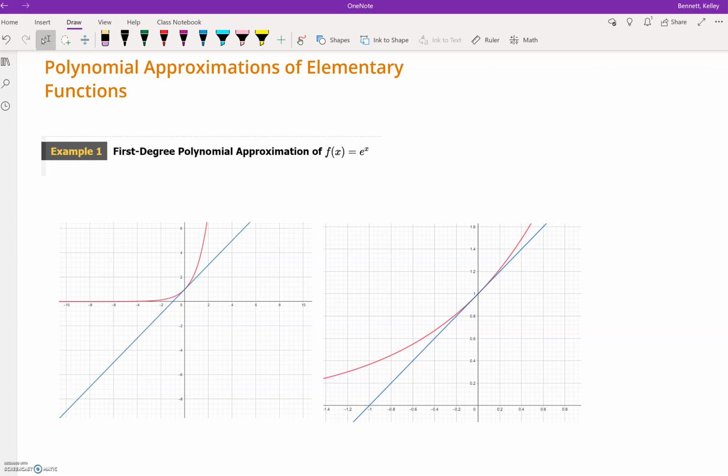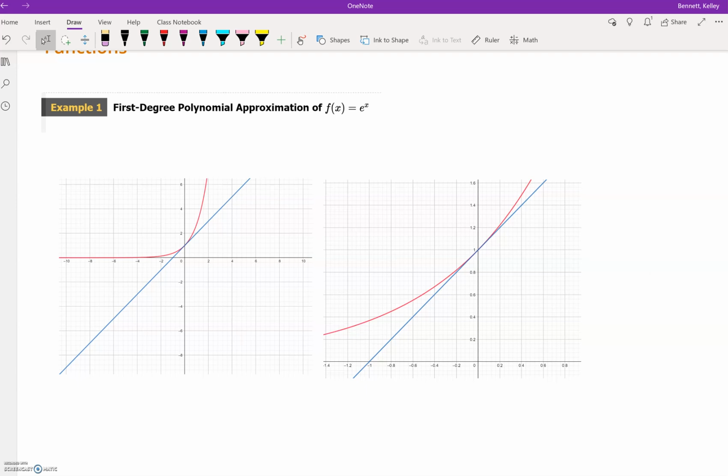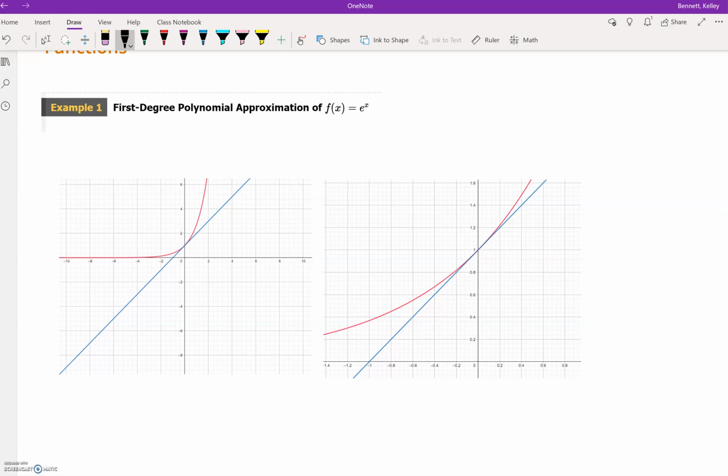Welcome to the lecture for 9.7, where we are going to approximate some elementary functions with polynomials. So I want to start with an example of something that we've done before, which is doing a tangent line at a point. Another way that we're going to call this is just a first-degree polynomial approximation of the function given f of x.